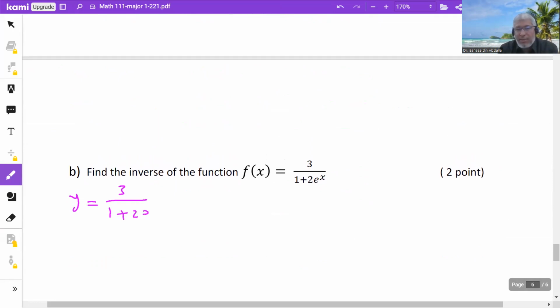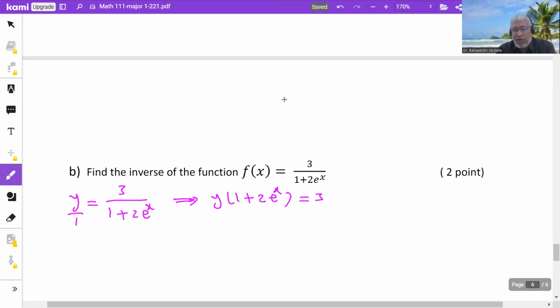Then the second step, I solve this equation for x. To solve it for x, I will use cross product. So this is y over 1, so y times 1 plus 2e^x equals 3 times 1, which is 3.